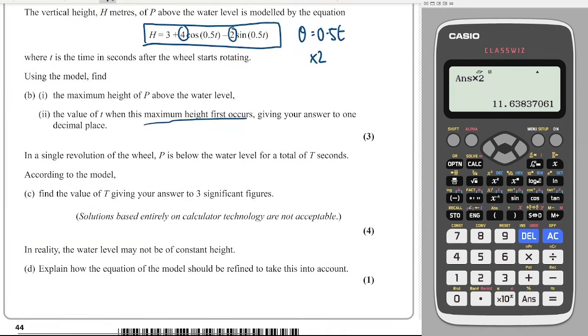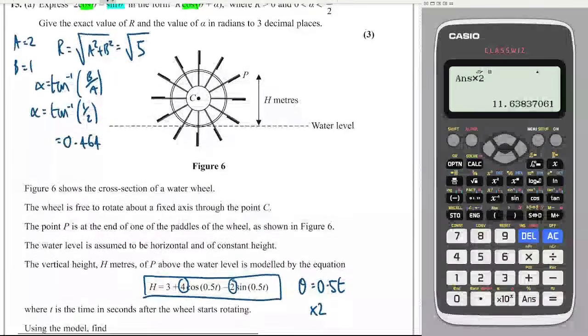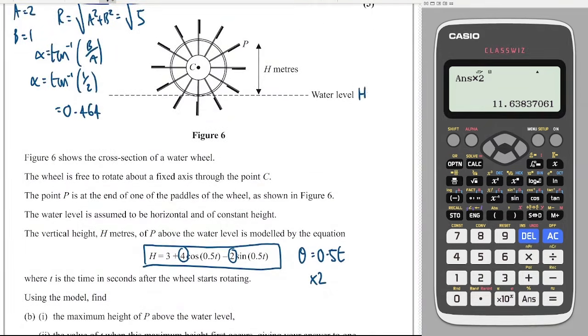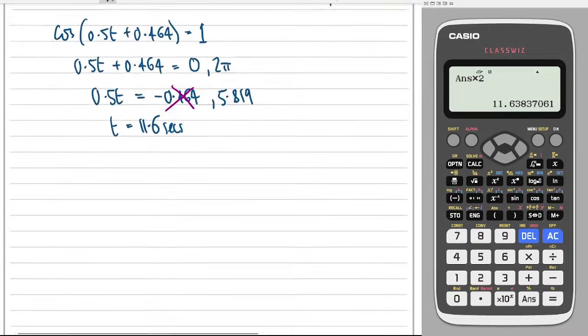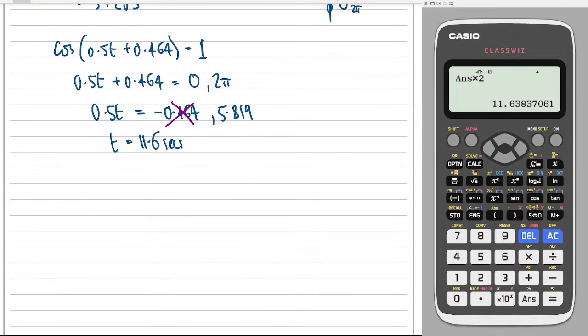Okay, next question. It says a single revolution of the wheel, and it wants to know how long it will be below the water level. So the water level here is when h equals 0. So I want to know when it crosses that threshold. So what I'm going to do is set h equal to 0. And h is 3 plus 2 root 5 cosine of 0.5t plus 0.464, and I want that to equal 0.